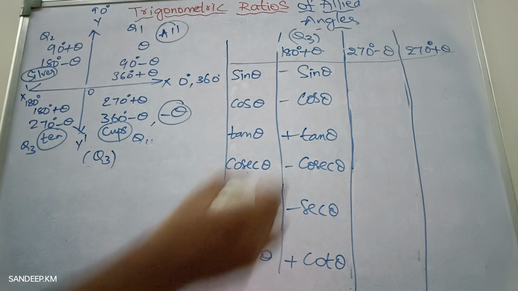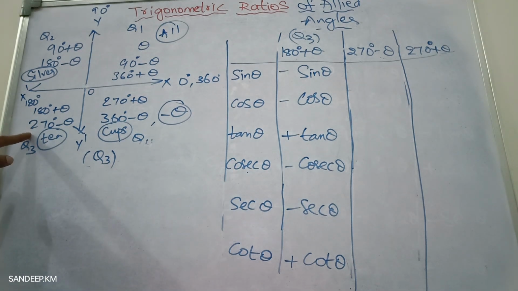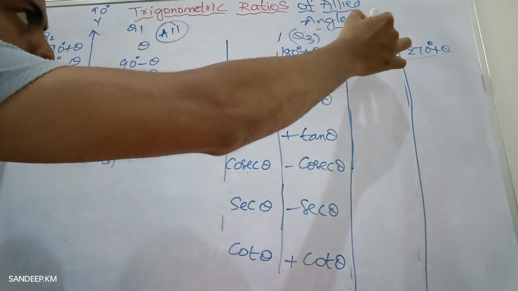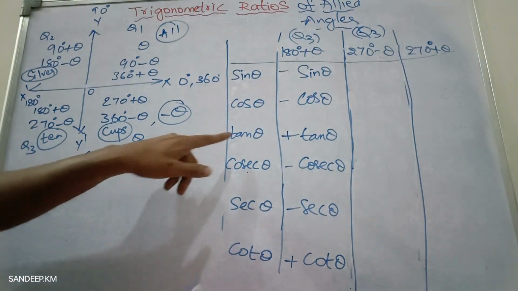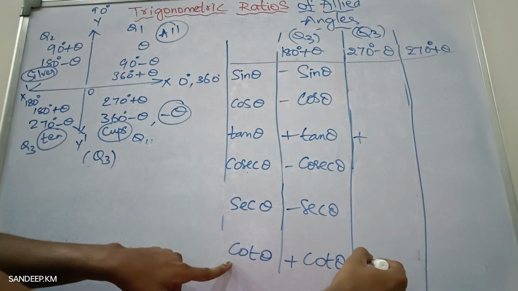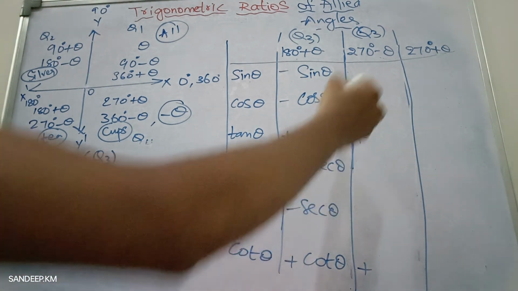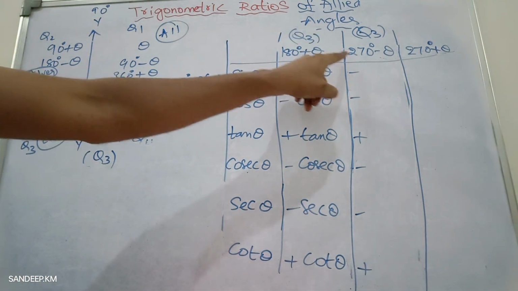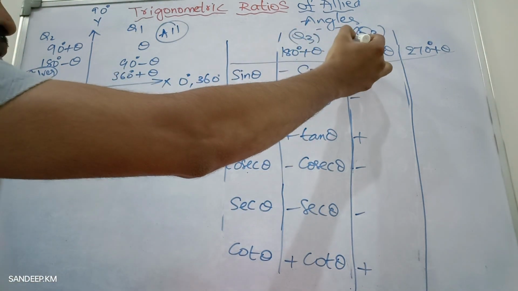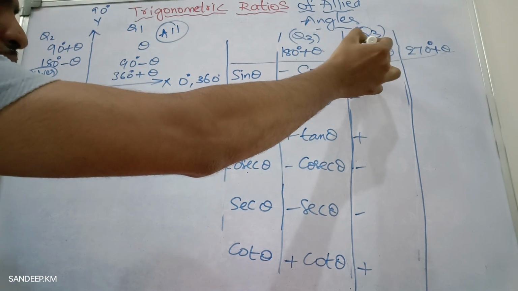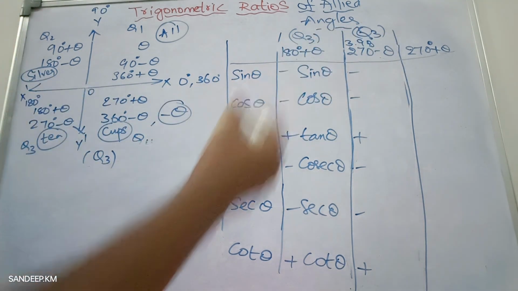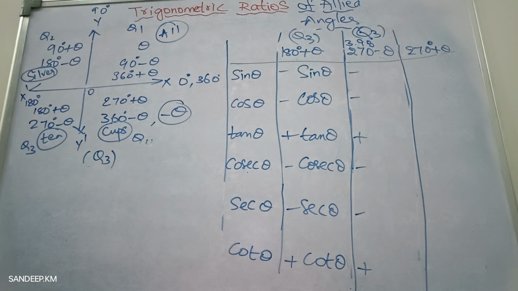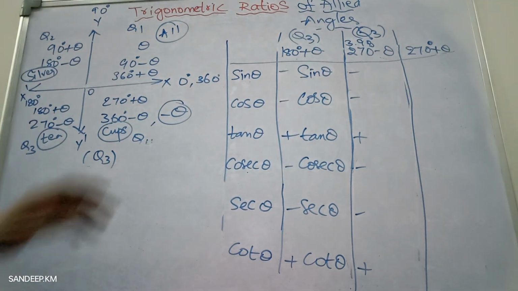So 270 degrees minus theta is an angle in the third quadrant. Again in the third quadrant, tan theta is positive and cot theta is positive. The remaining trigonometric ratios are negative. 270 degrees is 3 into 90, so n value is 3. n is odd. So 270 degrees is an odd multiple of 90. If 270 degrees is an odd multiple of 90, then there is a change.